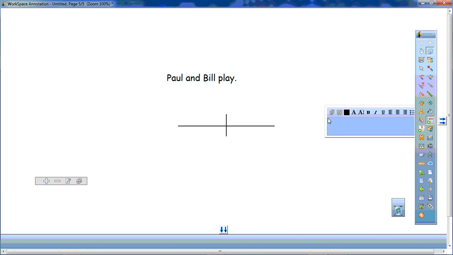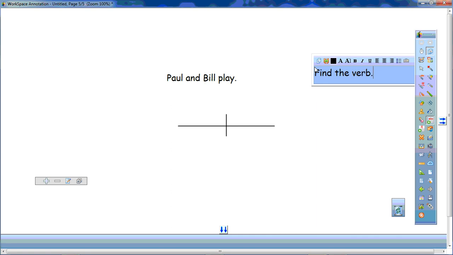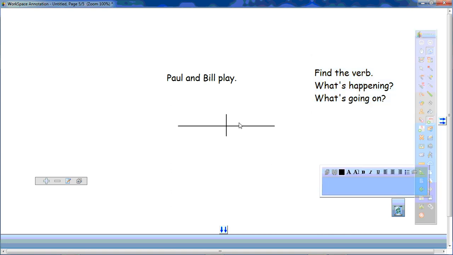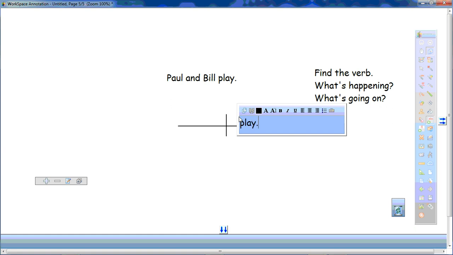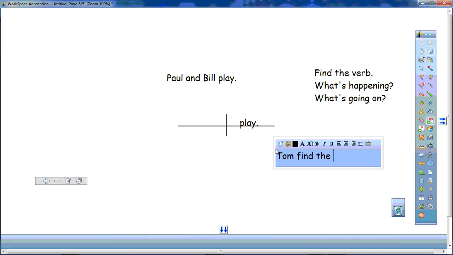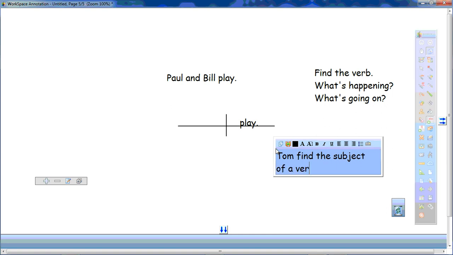So we have a problem here. Remember, the first thing I wanted you to do was find the verb. So you're going to ask what's happening, what's going on. And I think playing is that answer. So I'm going to type play here. Once that's done, I then ask who or what of the verb. So I say who or what plays. And let me write that down for you too. To find the subject of a verb, ask who or what of it.